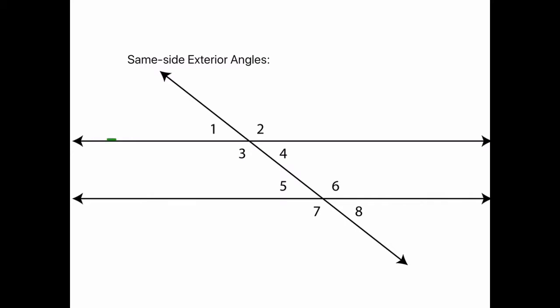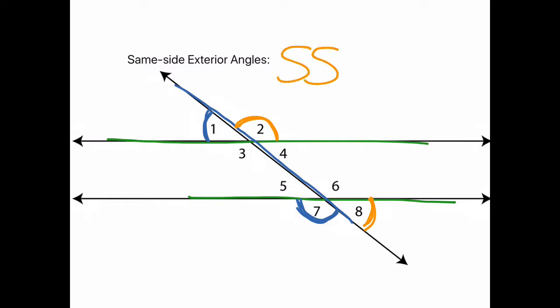And now we do same side exterior. So we're only looking at the outside, angles 1 and 2 and angles 7 and 8. But same side, so this one here, angle 1, is same side exterior, same side of our transversal, would be number 7 over here. And then angle 2 would be same side exterior with angle 8 over there. Now remember, because they're same side, that makes them supplementary. So they add up to 180. So 1 plus 7 equals 180, and 2 plus 8 equals 180.